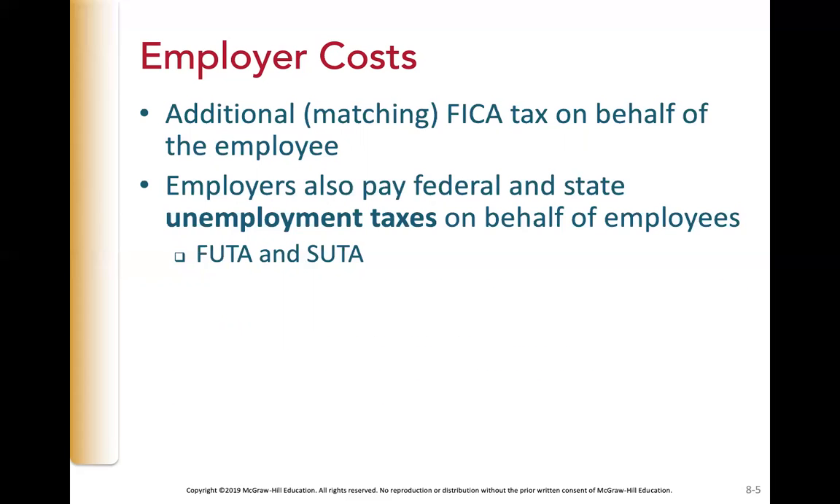FUTA requires a tax of 6.2% on the first $7,000 earned by each employee. This amount is reduced by a 5.4% maximum credit for any amount paid to state unemployment programs. So most of the time, the net federal rate is 0.8%. Under SUTA, many states have a maximum unemployment tax rate of 5.4%, but they could pay more or less. So in the book examples, they oftentimes tell you a combined unemployment tax rate, and we'll see that in a minute with an example.